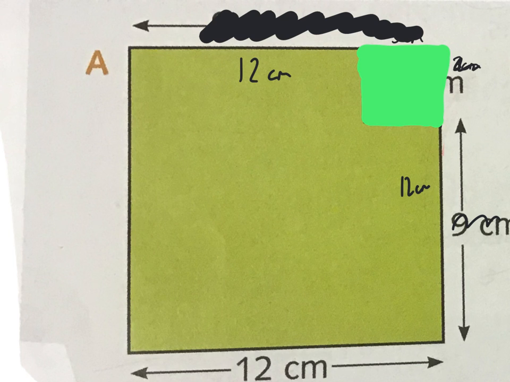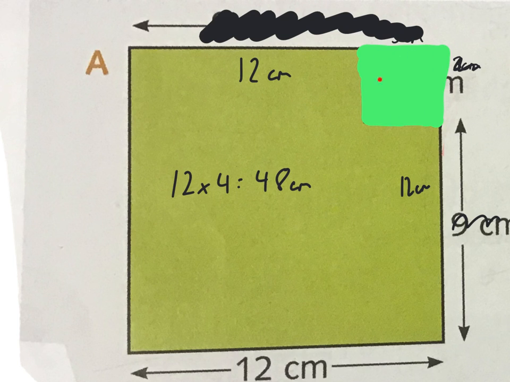So now I can see that my shape is a square and all the sides are 12 centimetres. And I know from my tables that 12 fours are 48. So it's 12 add 12 add 12 add 12, or to put it more simply, 12 times 4, and the answer is 48 centimetres.